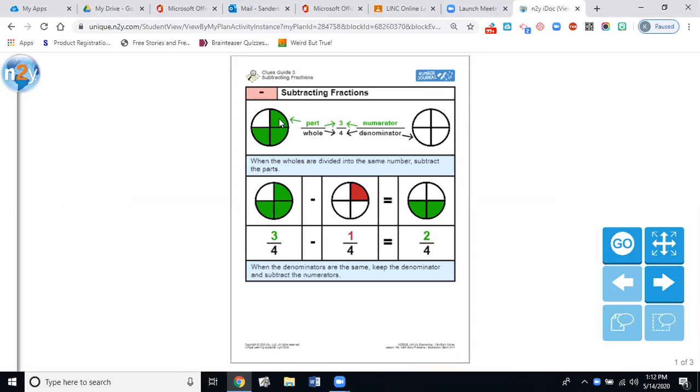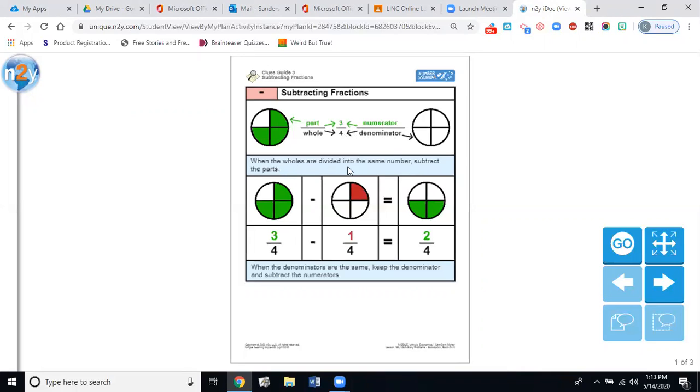a whole. So these three shaded parts are only part of a whole because there's 1, 2, 3, 4 parts in this whole pie circle, but only 3 parts are shaded. 3 parts shaded green out of the whole circle, which contains 4 parts. The top number is the numerator. The bottom part is the denominator. See this top, that's the numerator. The 4, that's the denominator.